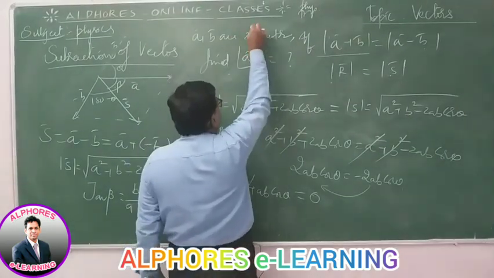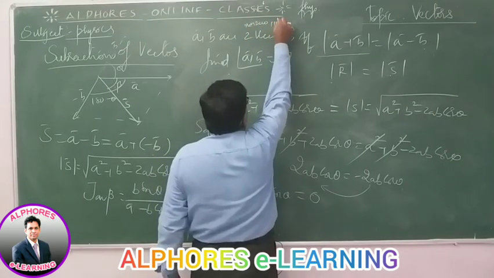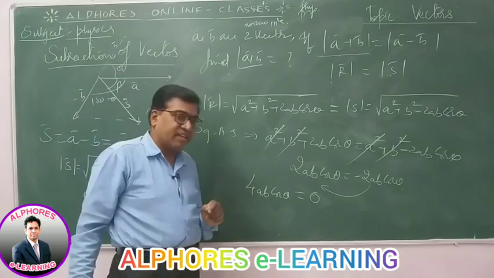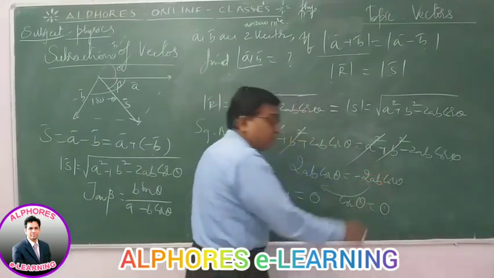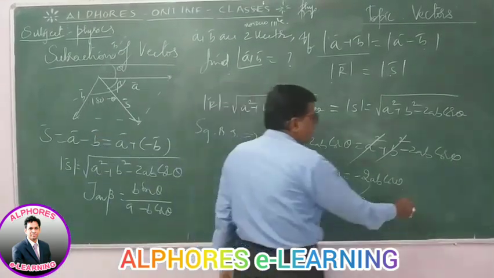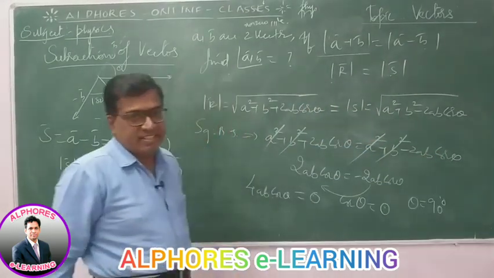A and B are two non-zero similar vectors. They are not zero vectors. So non-zero vectors, so the only possibility is cos theta is 0. So for what angle theta will cos theta be 0? We know cos 90 is 0. So the angle theta is 90.